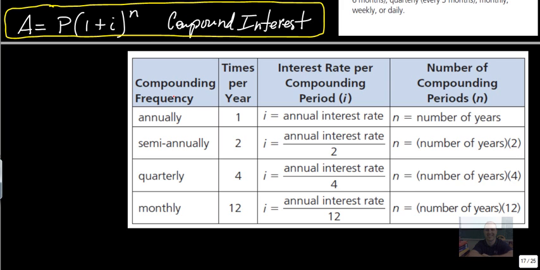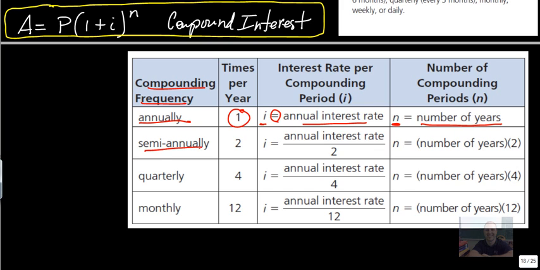Alright, so the compounding frequency, the frequency means kind of how many times it happens, how many times does the compound interest get calculated. If it says annually, that's once per year. So that's once per year, and I is equal to the annual interest rate in that case. And the number of compounding periods is simply the number of years of the term. Okay?